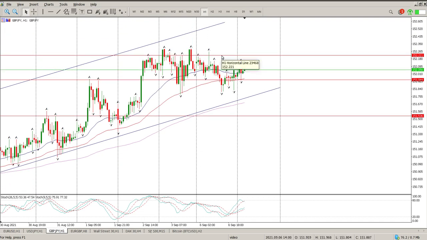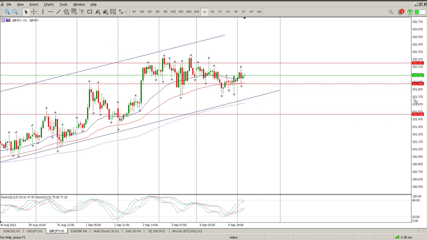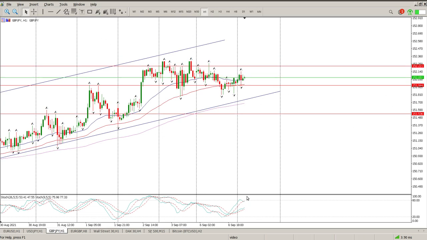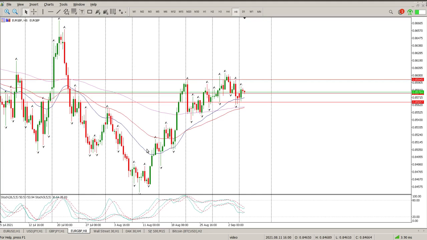So you have 152.221 to the upside, and then you have 151.944 to the downside. This for me is sit on hands. That's sideways, range, danger, keep money in pocket. Oscillators indicating another move to the downside in an upward trend. Not interested in that. So we will sit on the sidelines with British pound, Japanese yen.